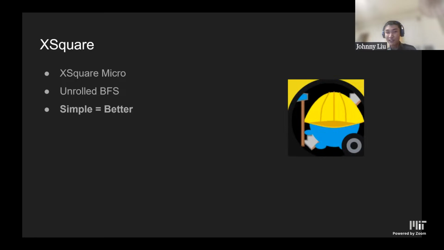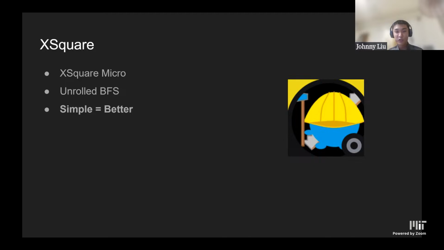So obviously we have XSquare, and XSquare has been incredibly successful, like multiple years in the past. And basically now everybody's code is in probably some way inspired by him. And most notably for us, there's two things that he did that really helped us out in our code. The first thing is his microstructure, which we'll talk about a little bit more in depth. And then also his unrolled BFS.